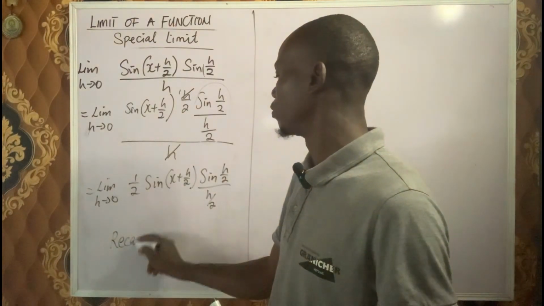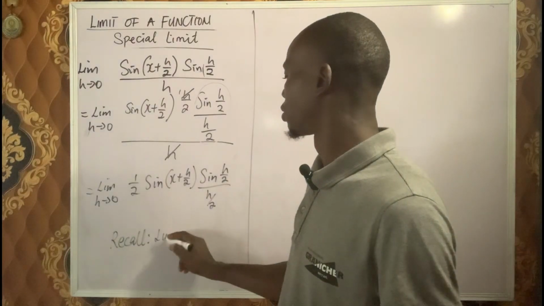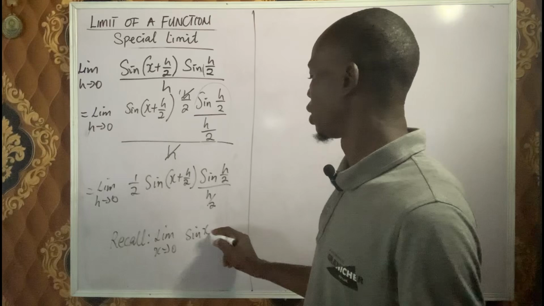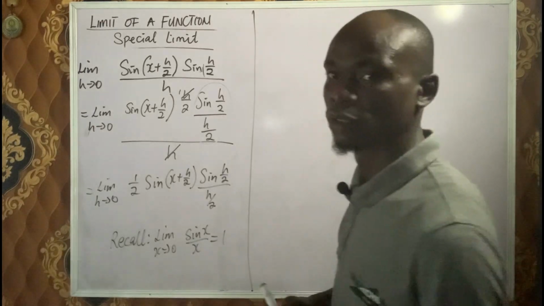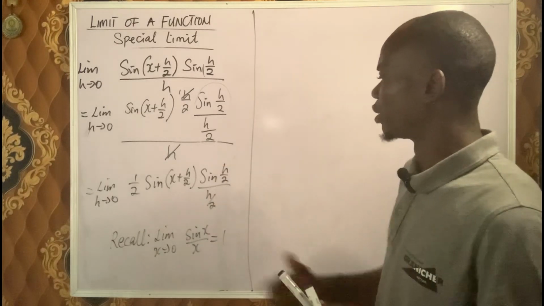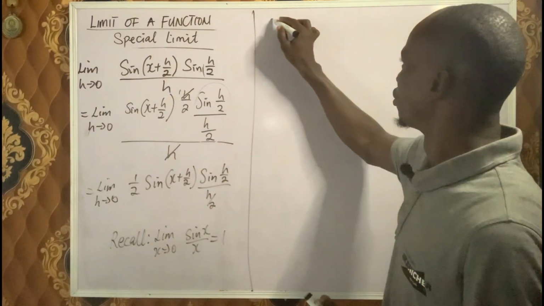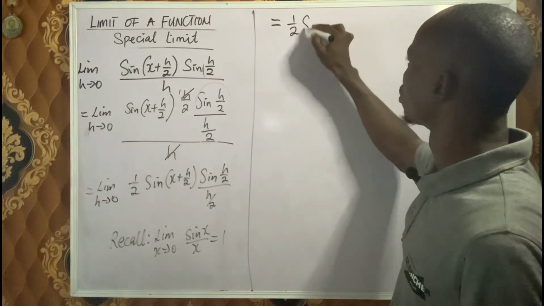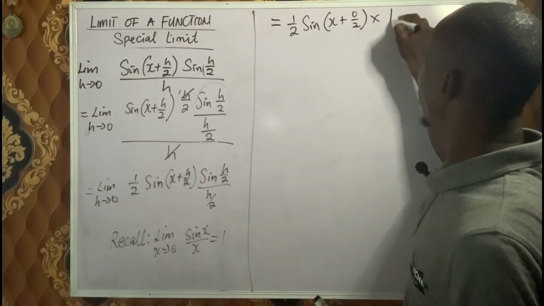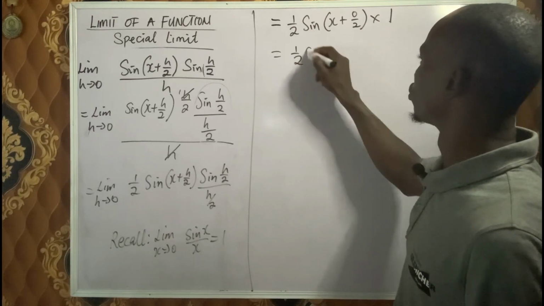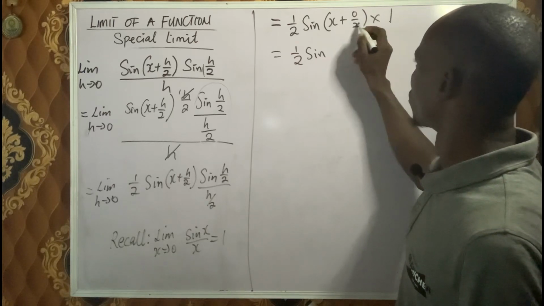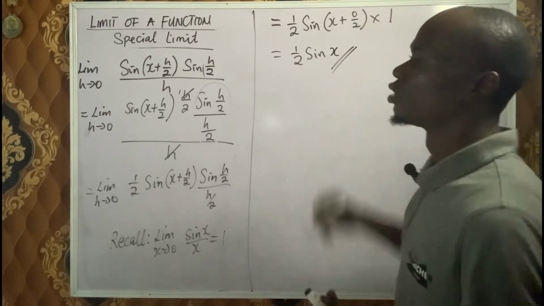And if you recall, limit as x tends to 0, sine x over x should be 1. So for this reason, this will become 1, and anywhere I see h, I'll put 0. So it's leaving me with 1 over 2 sine x plus 0 over 2 times 1. So this is 1 over 2 sine of x plus 0 over 2, which is 0, x plus 0 is x, sine x. So that's my answer.